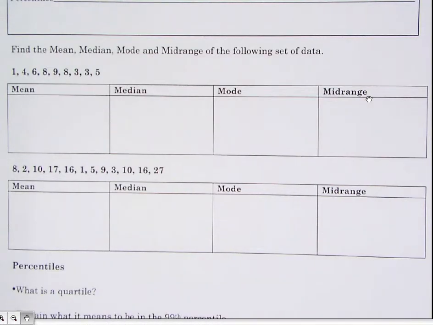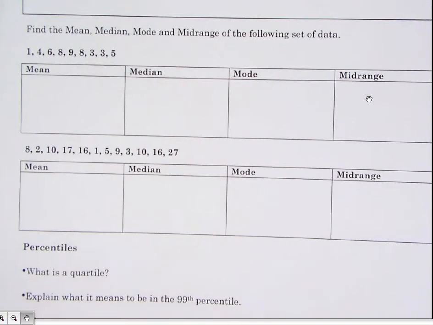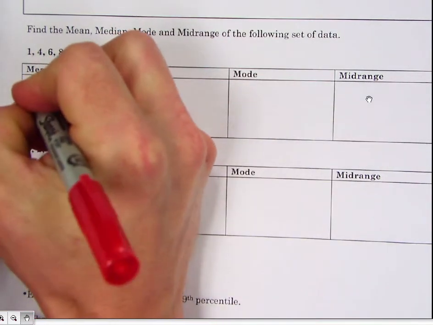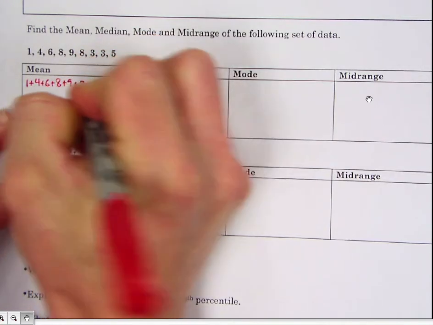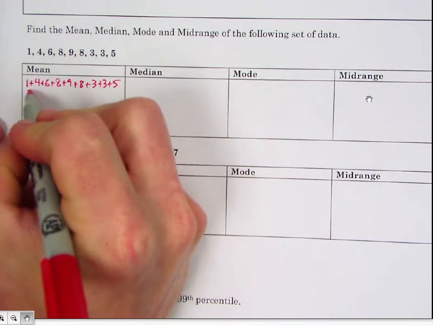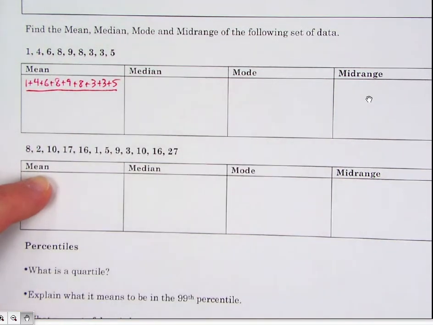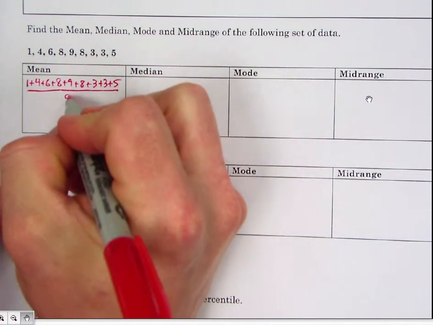Alrighty. So if we want to find the mean, median, mode, and mid-range of the following set of data. First, to find the mean, we want to add all the pieces of data up and divide by how many there are. So it's just going to be 1 plus 4 plus 6 plus 8 plus 9 plus 8 plus 3 plus 3 plus 5 divided by how many pieces of data do we have? 9.